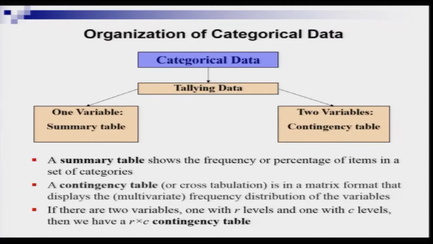So, now let us look at the definition of a contingency table. A contingency table, sometimes also called cross tabulation, is in a matrix format that displays the multivariate frequency distribution of the variables. If there are two variables, one with r number of levels and the other with c number of levels, then we have an r cross c contingency table in matrix format. Let us tell the story of the contingency table through an example.